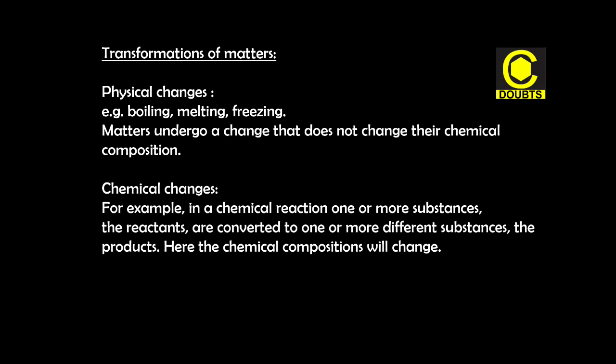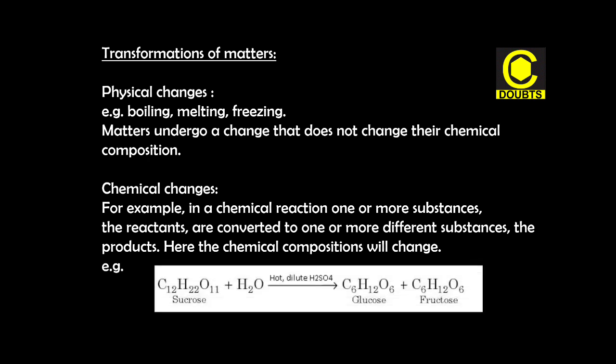Chemical changes. For example, in a chemical reaction, one or more substances, that is reactants, are converted into one or more different substances, that is products. Here the chemical composition will change. For example, when sucrose is reacted with water in the presence of dilute sulfuric acid, it is converted into glucose and fructose. Here we can clearly see that the chemical composition of the reactant is different from the chemical composition of the products. So during a physical change, the chemical composition will not change. During a chemical change, the chemical composition will change.